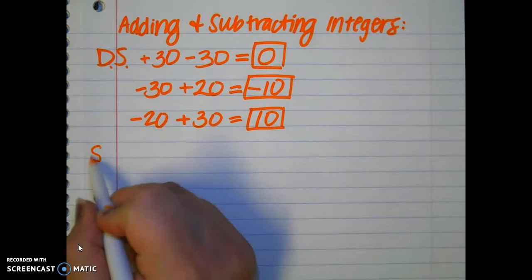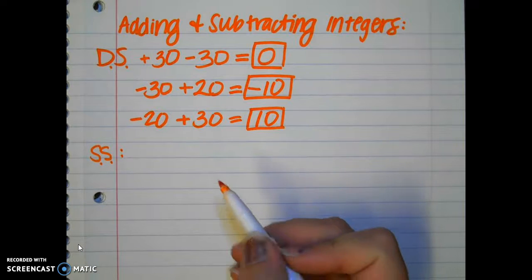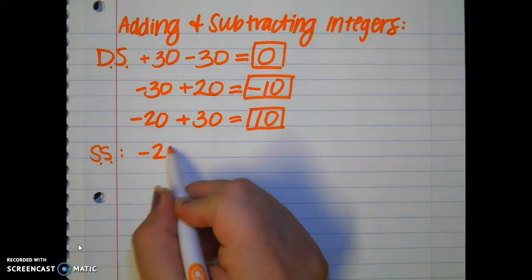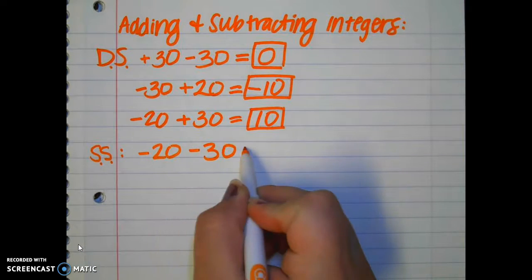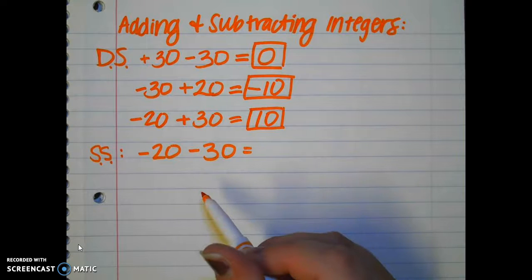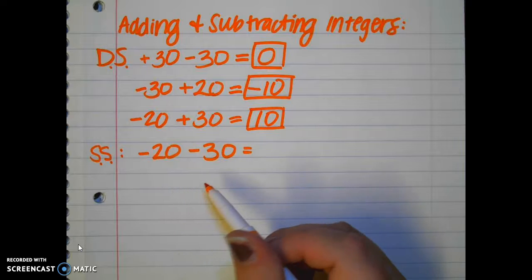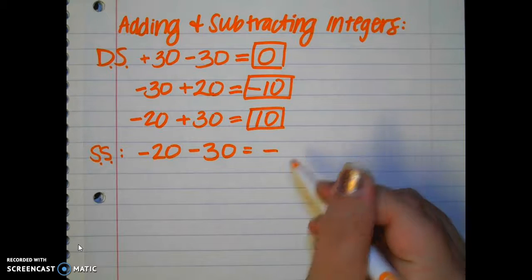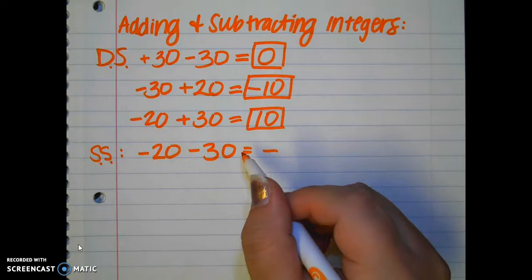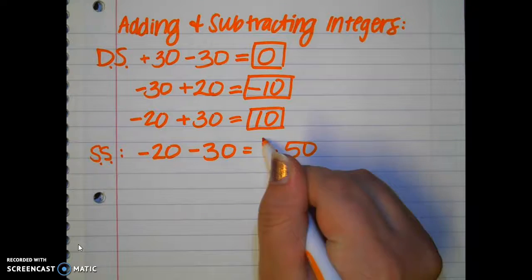So now if we were looking at same signs, SS is same signs, and we had negative 20 minus 30. In this case, if they're both negative, we know that we're going to be going left on the number line. So therefore, we know it's going to be negative. And we add these integers up. 20 plus 30 is 50. It's going to be negative 50.